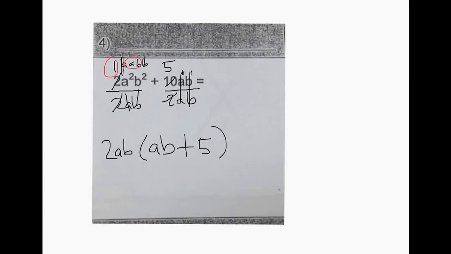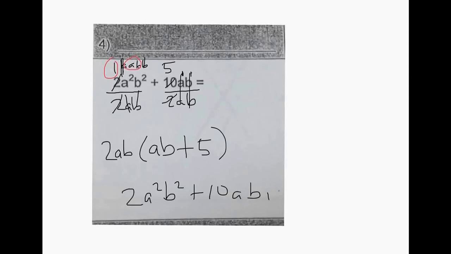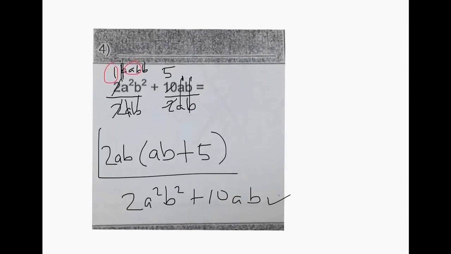And we can double rainbow to check it out. 2 times 1 is 2. A and A is A squared. B and B is B squared. 2 times 5 is 10. A and nothing, B and nothing. And so we check to see that that is the same thing that we got. So this is the correct answer.